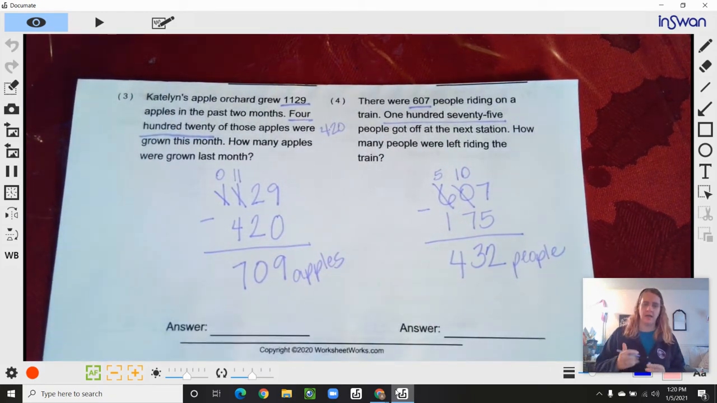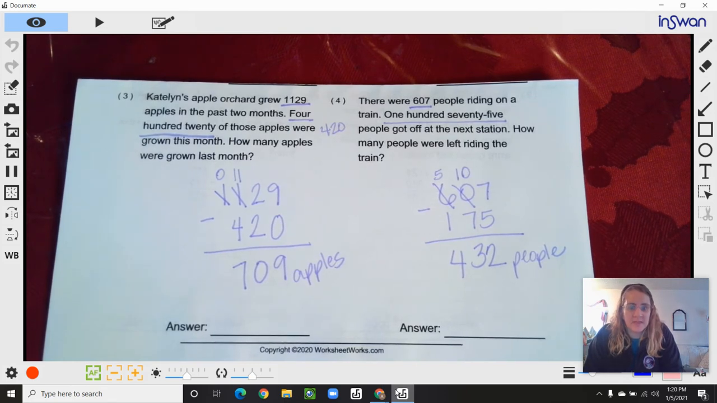Okay, excellent. So you have a Google form to go along with this that has 4 more story problems that have to do with subtracting that you need to do. Let me know if you need any help.